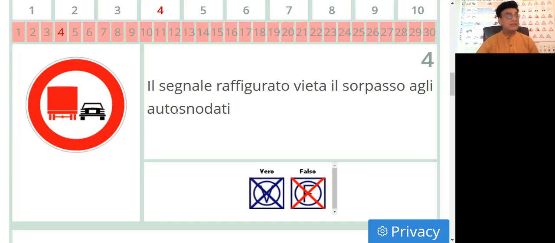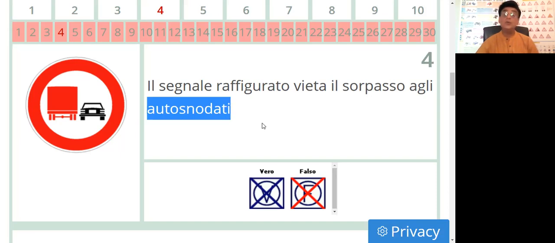Segnale raffigurato vieta il sorpasso di autosnodati. Now, take a picture of the word autosnodati.